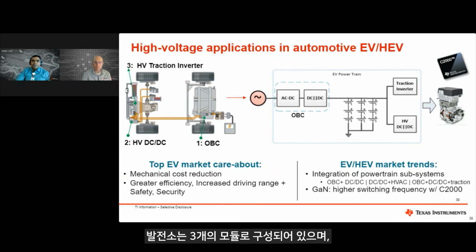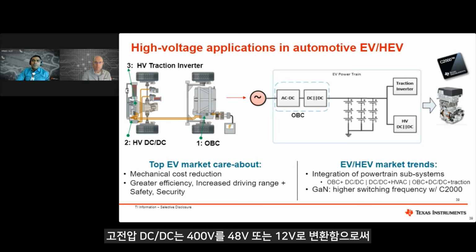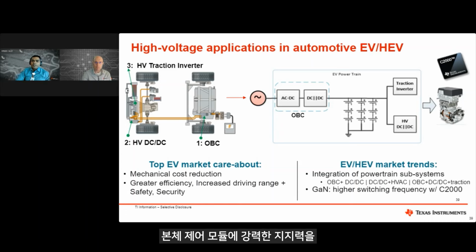The powertrain consists of three modules, mainly the onboard charger, which includes AC-DC and high voltage DC-DC. The high voltage DC-DC converts the 400 volt to 48 or 12 volt, providing the powerful support to the body control modules like electrical power steering and infotainment systems. The third one is a traction inverter for the traction motor drives.